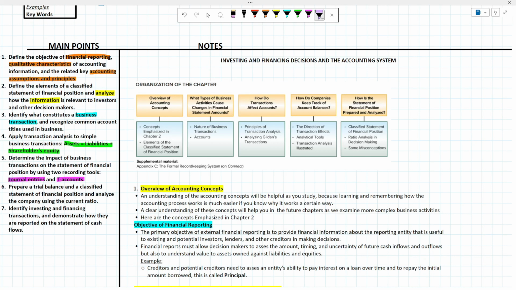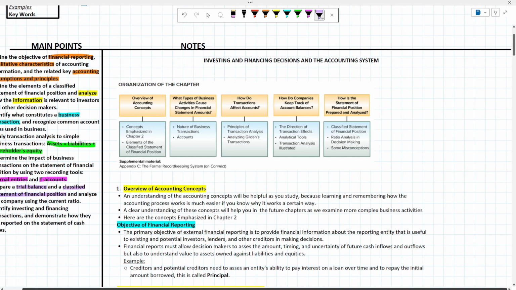So, six, prepare a trial balance in a classified statement of financial position and analyze the company using the current ratio. Seven, identify investing and financing transactions and demonstrate how they are reported on the statement of cash flows. So, that is our main points. Let's get into the actual chapters.